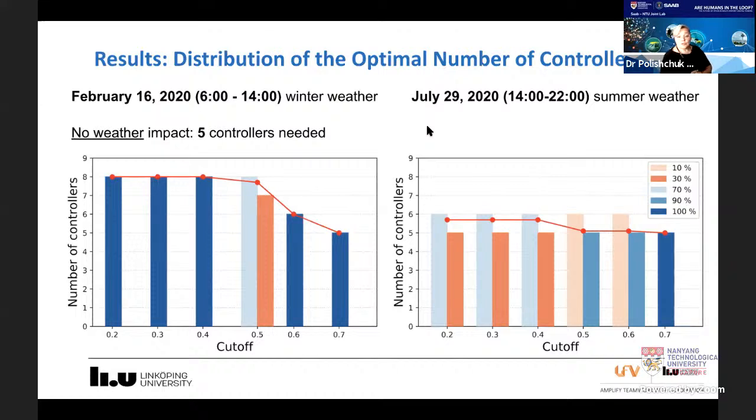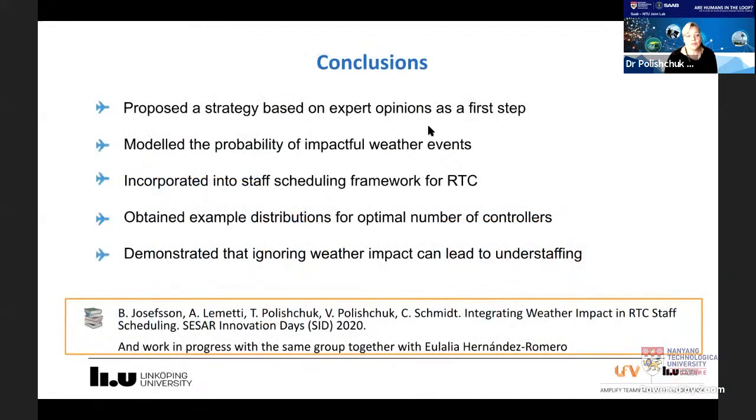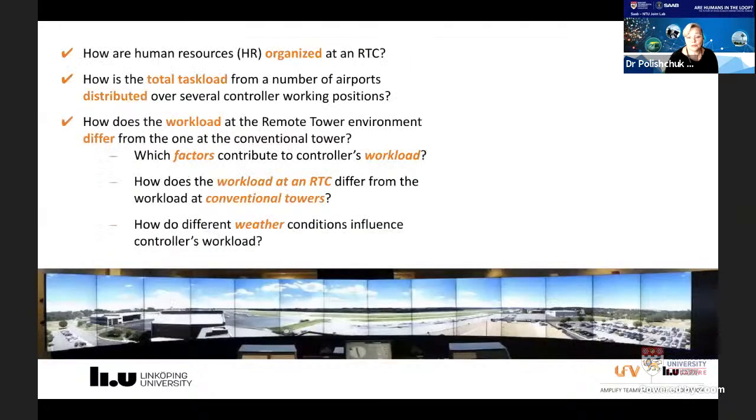So in conclusion to this work, I can say that in this experimental part, we just gave an example demonstrating that ignoring weather can lead to understaffing at remote towers. We proposed a simple strategy, which of course can be and will be enhanced, and we need to model the weather properly. We also emphasize the need for development of weather products linked to this kind of staff planning problem. And now I pass back to Christiana to give final conclusions of this presentation. Thank you.